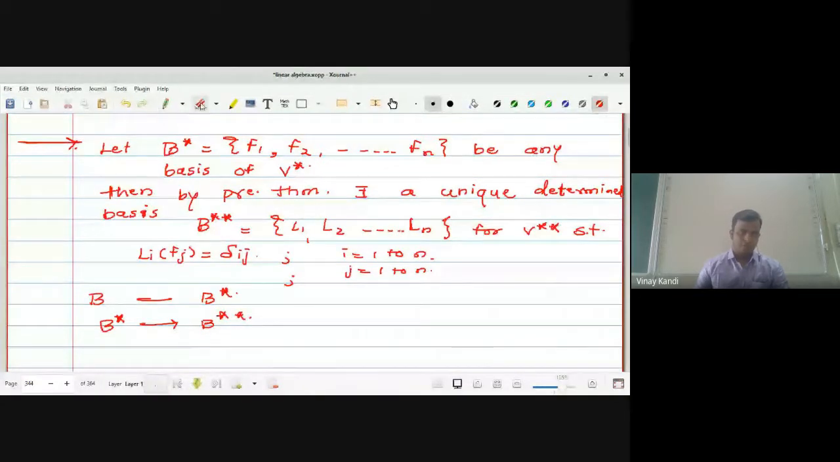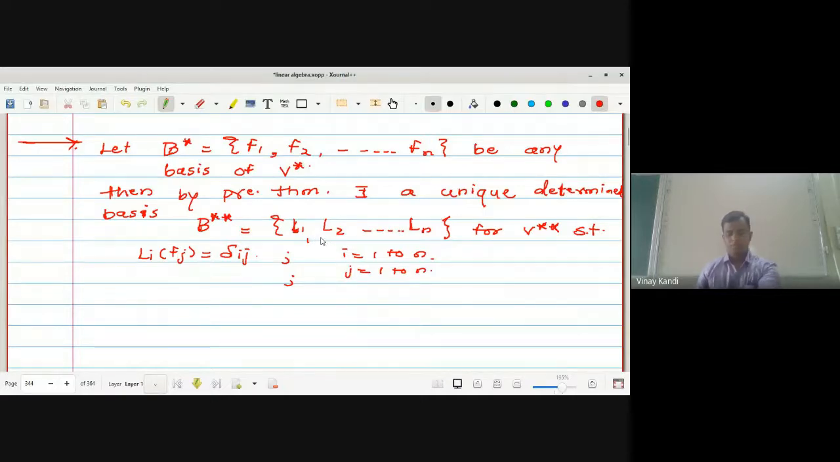Okay, so let B star equal to F1, F2, up to Fn be any basis of V star. Then by the previous theorem, there exists a uniquely determined basis B double star, which is equal to L1, L2, up to Ln, for V double star, such that Li of Fj is equal to delta ij, where i running from 1 to n and also j running from 1 to n.